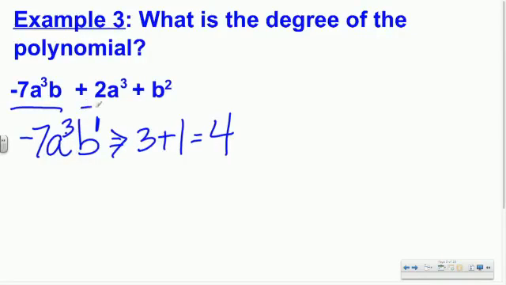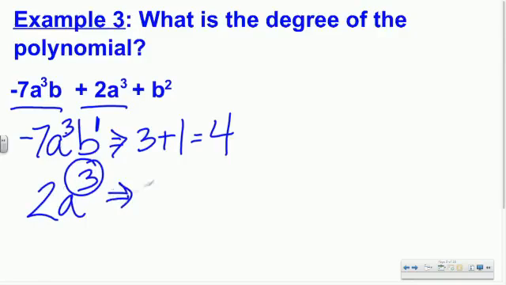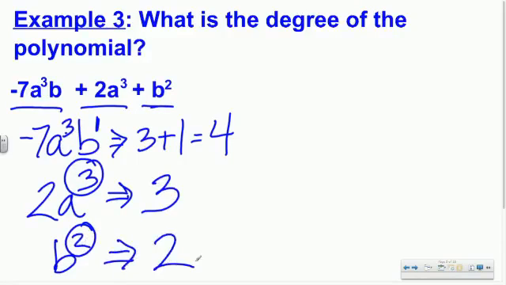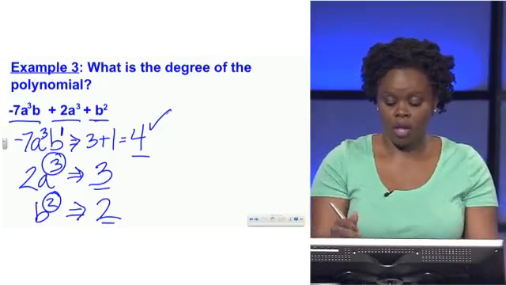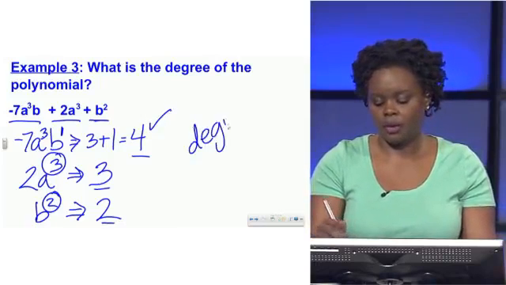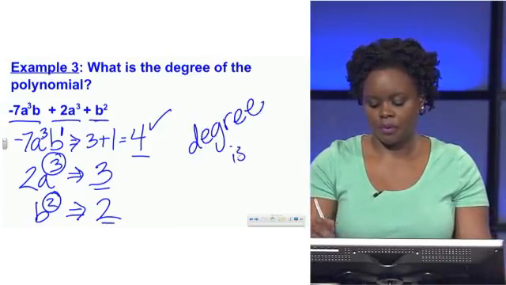All righty, now I've got my 2a cubed. So 2a cubed, I only see this one exponent here, so that's simple. This one has a degree of 3. All righty. Then that last monomial, b squared, there's just one exponent in this one. So the degree is 2. Then check out all your degrees. You've got 4, you've got 3, you've got 2. The biggest one is 4. So the degree of this polynomial is 4.